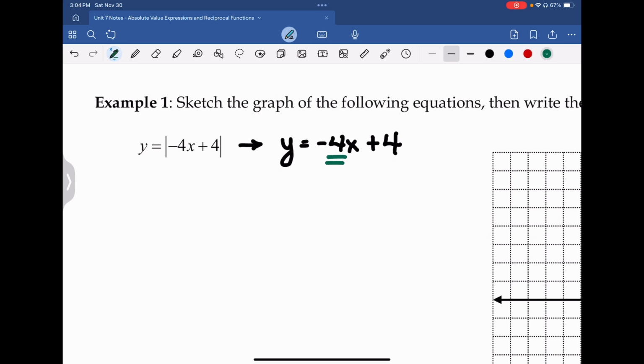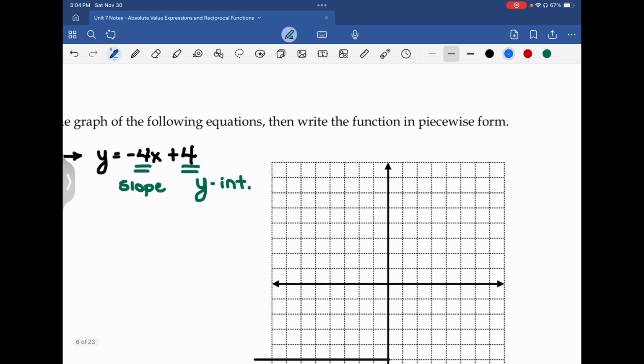The key components I want you to list out are that our negative 4 is equal to the slope, because in mx plus b, it's your slope. Your 4 is your y-intercept. And with these two components, we can actually figure out what this graph looks like in blue, the original.